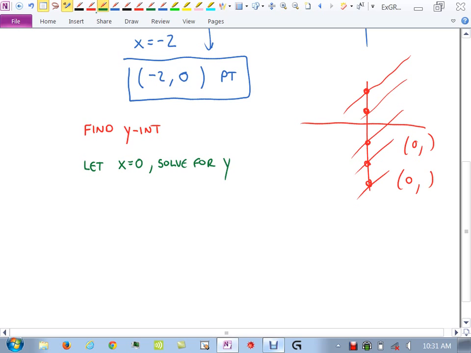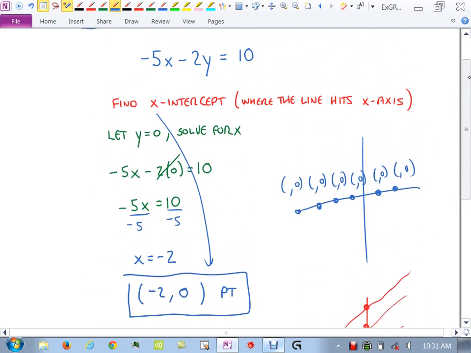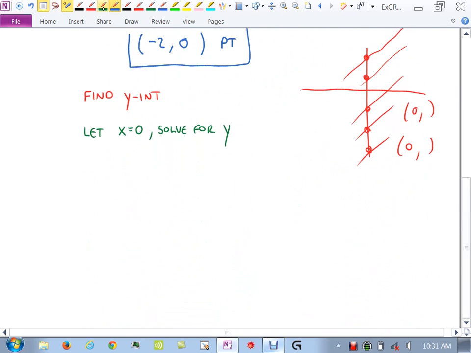So I write down the equation again, which was way up here. -5, and then x we're replacing with 0. Was it -2y? Okay, -2y equals 10. So when I replace my x with 0 there, it kills off the -5. All I'm left with is what?